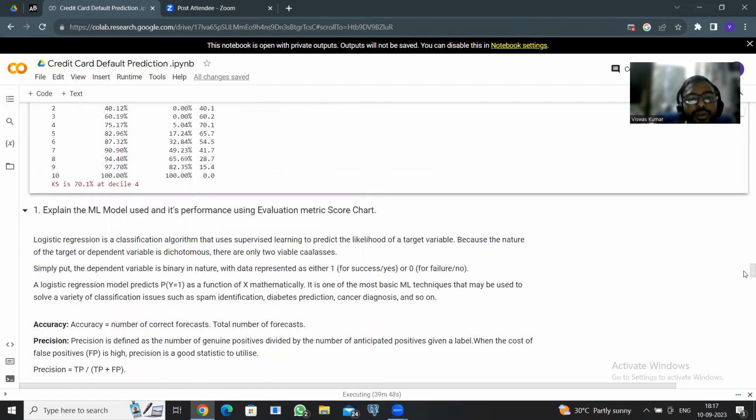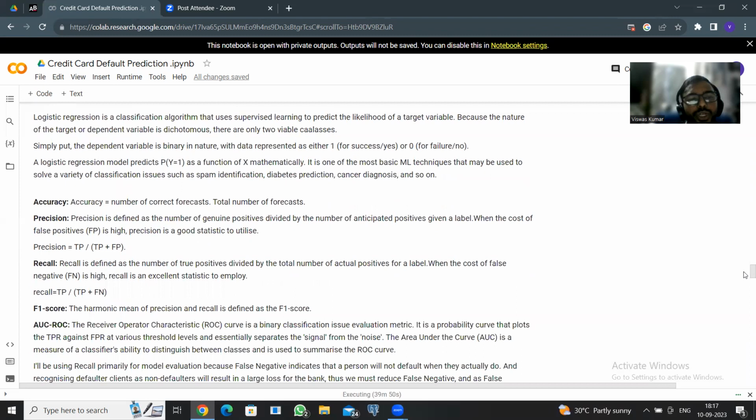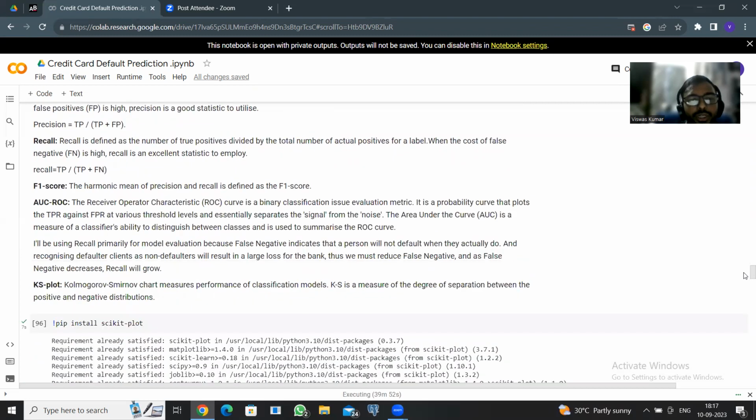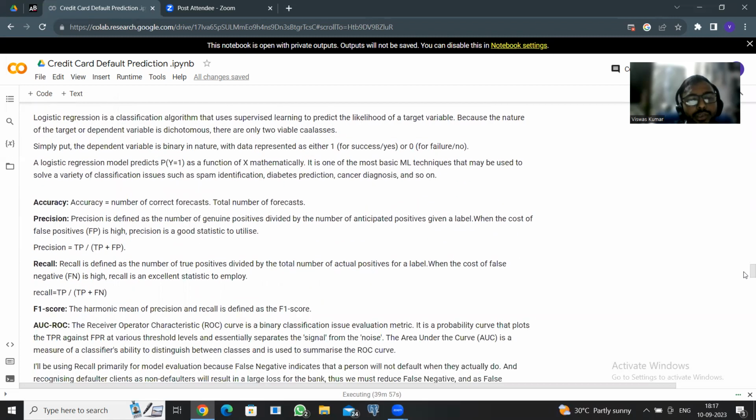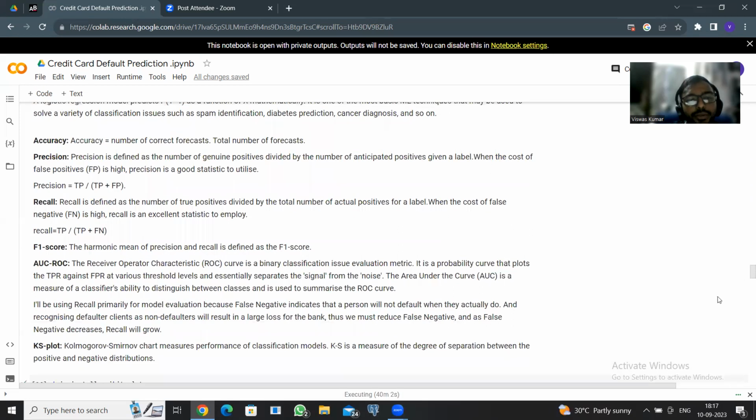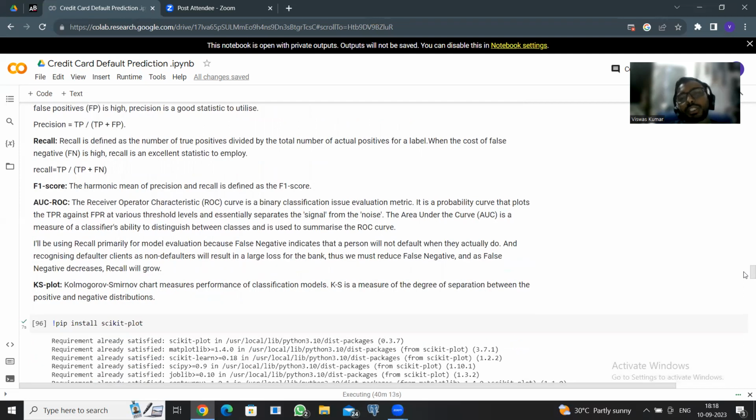So these are for evaluating our model, the metric score chart. We are using accuracy, precision, recall, F1 score, and the AUC ROC curve. Among these, recall is the most suited for our classification problem, because we don't want to incur the financial loss of predicting defaulted customers as non-defaulters. This would lead to a huge financial loss to the bank or organization.